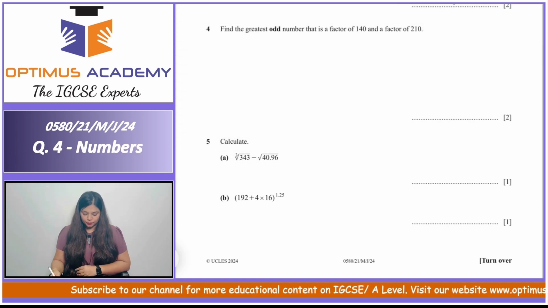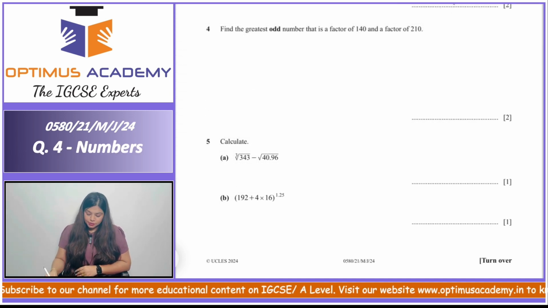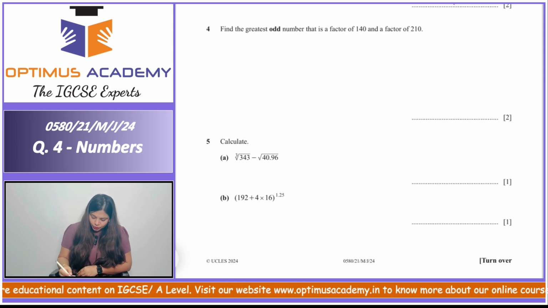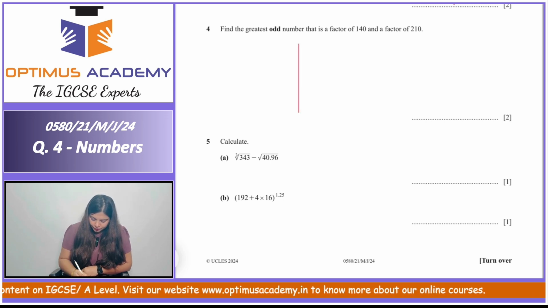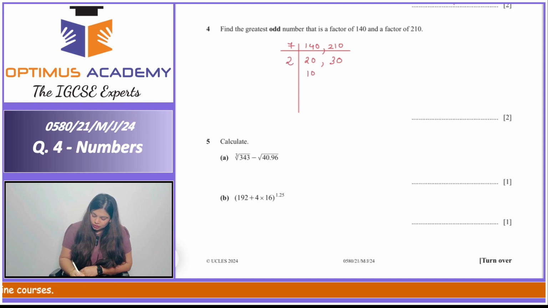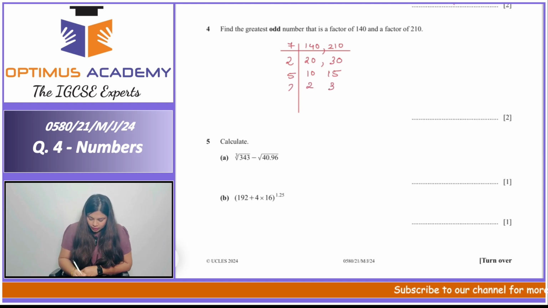Moving forward to question 4. Question 4 says to find the greatest odd number that is a factor of 140 and a factor of 210. So we are going to solve using the LCM method. 140, 210. Factorizing by 7, we get 7 20s are 140, 7 30s are 210. Then we can take 2: 2 10s are 20, 2 15s are 30. Then we can take 5: 5 2s are 10, 5 3s are 15. The remaining factors would be 2 and 3.